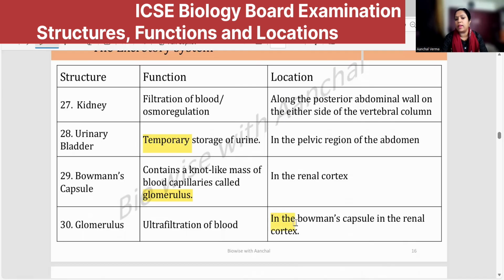Don't leave just by writing "in the Bowman's capsule." The word renal is important because you have to say where it is present, which organ it is present in. So renal means it is present in the kidney.